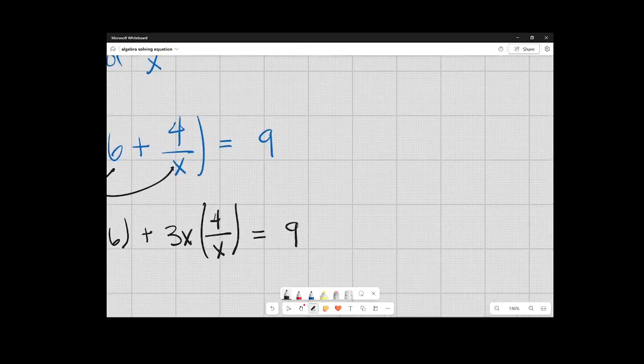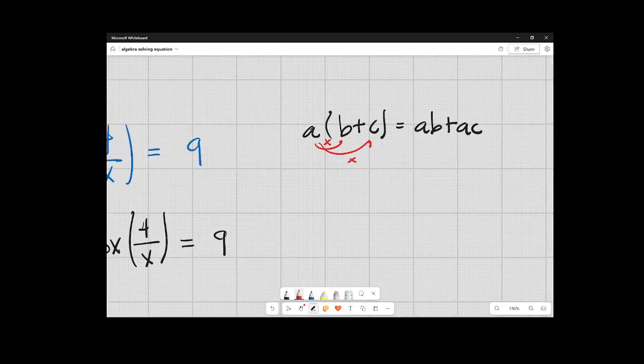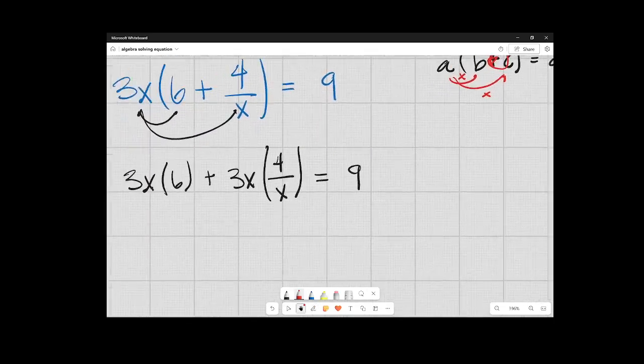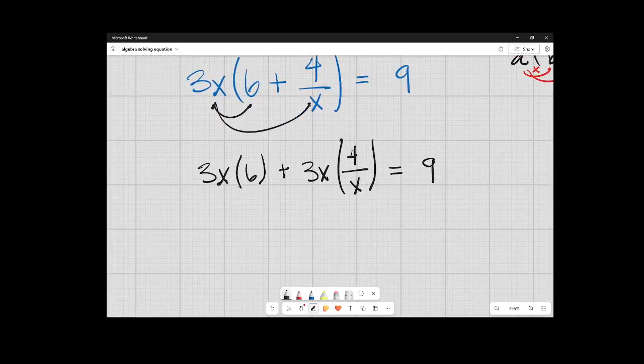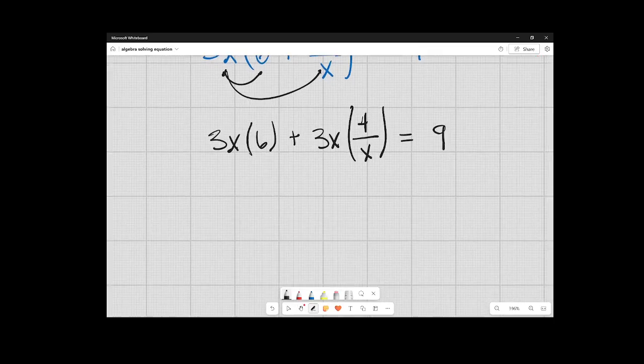Remember the one that says that A times (B plus C) equals AB plus AC, because A is distributed. So you go A times B, and then you go A times C, and you add those together because of the addition sign here. Okay. And now I'm just going to simplify this a little bit more. What's 6 times 3x?